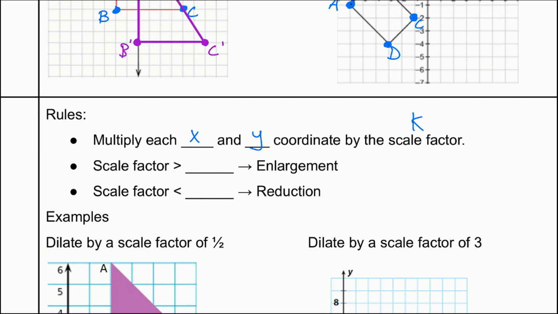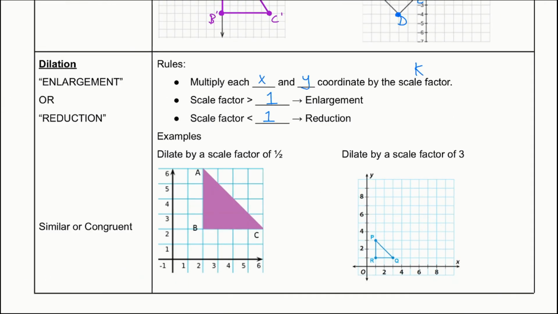If you have a scale factor that is greater than 1, that is going to be an enlargement. So you would have your figure getting bigger. If you have a scale factor that is less than 1, and technically it's between 0 and 1, if it goes negative, something different happens. But if you have something that's smaller than 1, it's going to be a reduction.